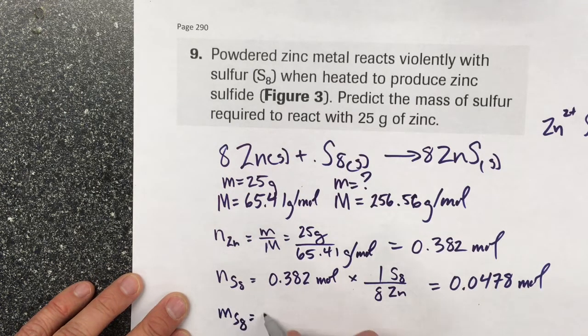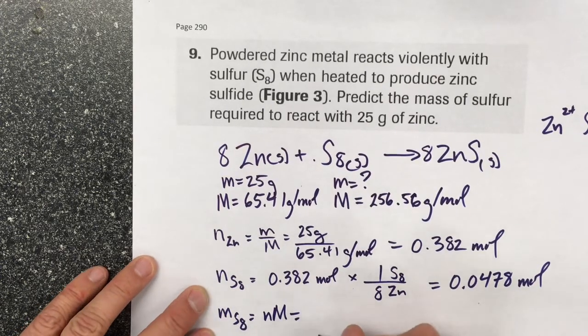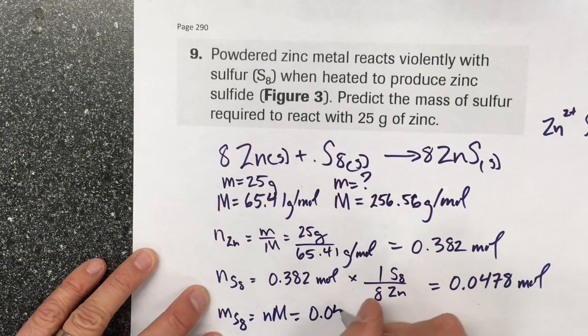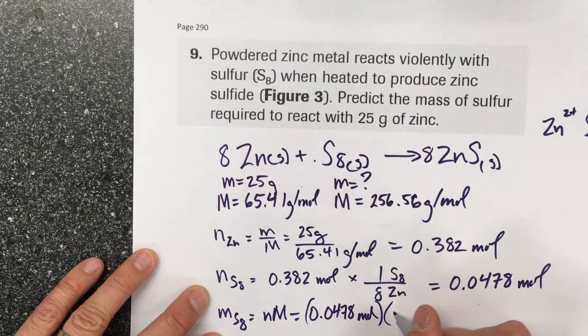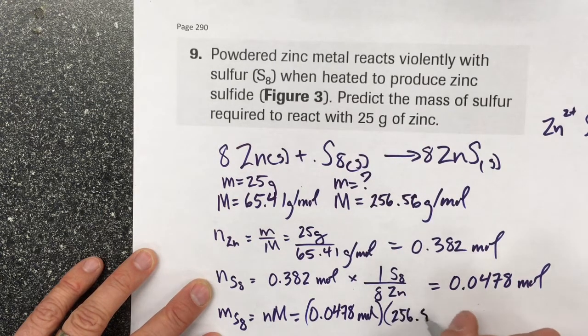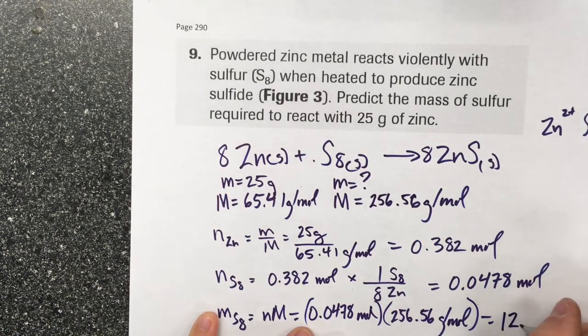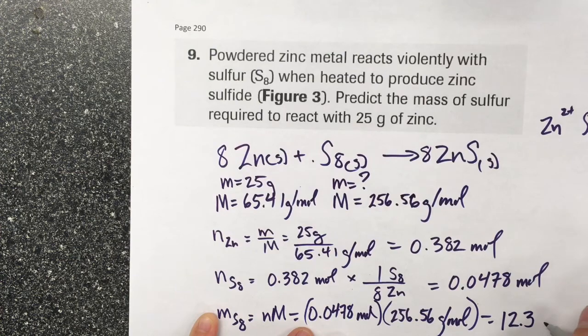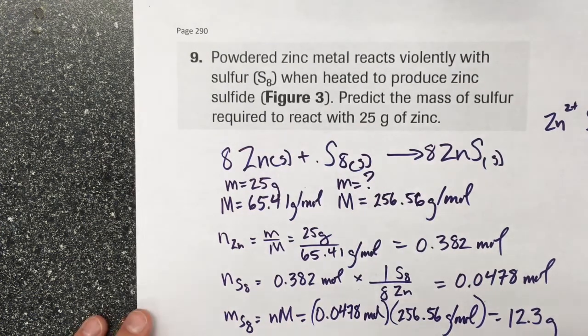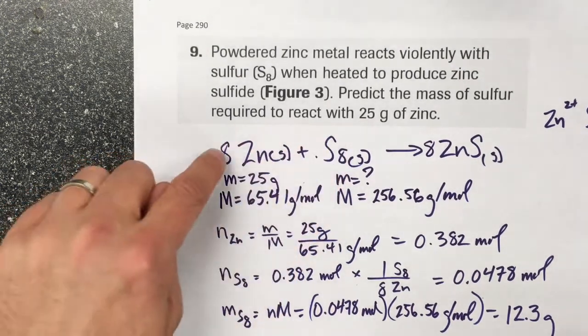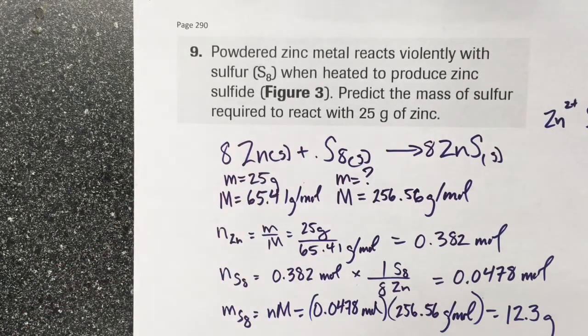And once I know the number of moles of sulfur that react, I can calculate the mass of sulfur. It's n times molar mass. So it's going to be 0.0478 mole times my molar mass, which was 256.56 gram per mole. And I end up getting 12.3 gram of sulfur is required to react with my 25 grams of zinc.